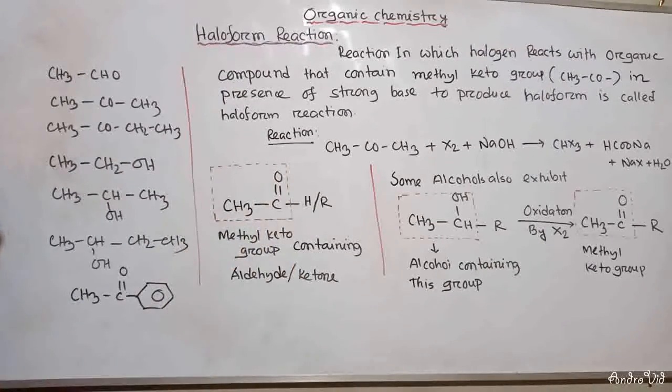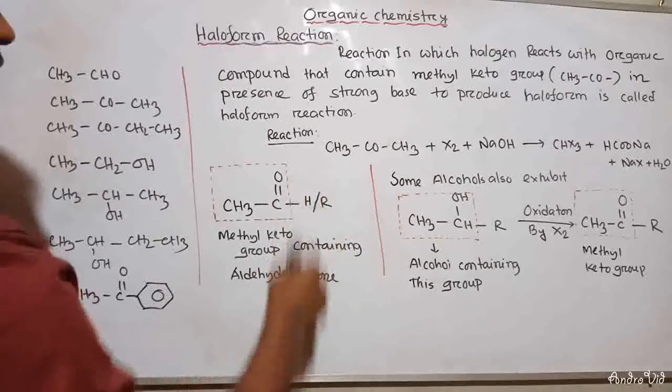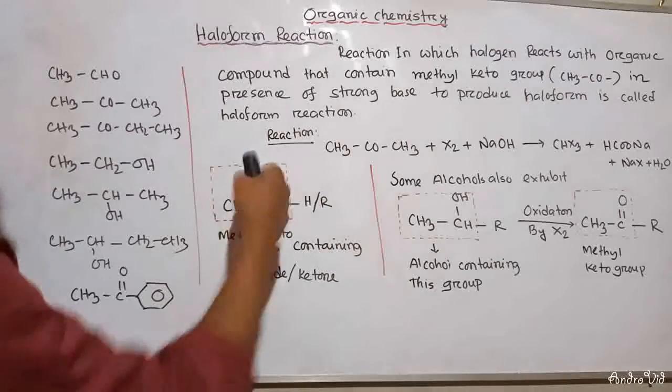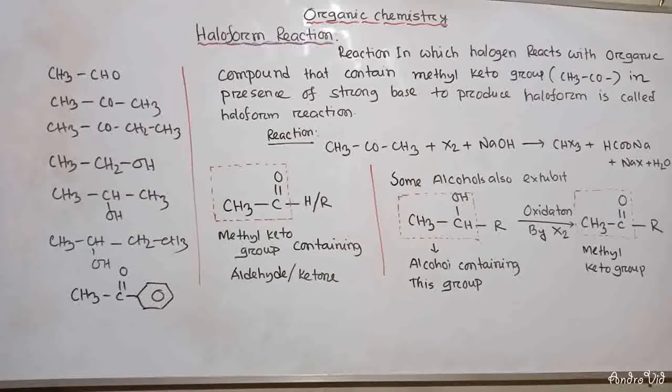If this valency is filled up by hydrogen, then this compound will be an aldehyde. If this valence is filled up by an alkyl group, then it will be a ketone. So normally you can say that a methyl keto group containing aldehyde or ketone can participate in the haloform reaction.